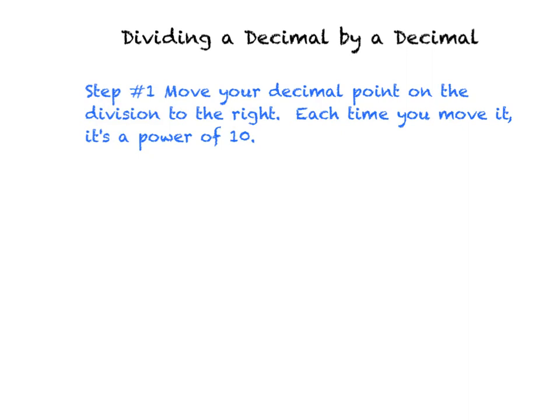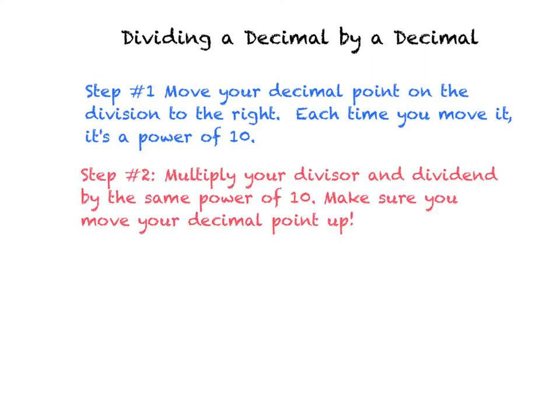So you guys, let's do a little recap on dividing a decimal by a decimal. Step number 1, move your decimal point on the divisor to the right. Each time you move it, it's a power of 10. Remember, those go 10 and then 10 to the second power is 100, 10 to the third power is 1000, and so forth and so on.